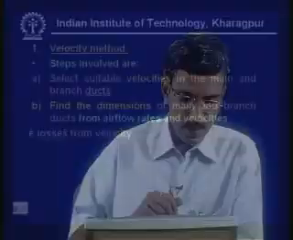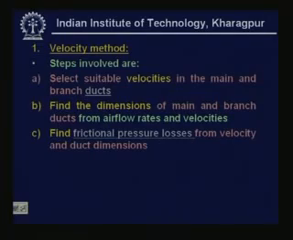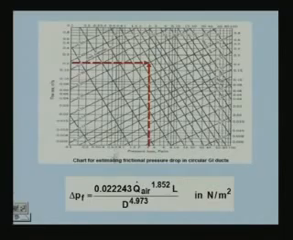Once you know the flow rate and velocity, finding the dimensions of the duct is easy. Okay, so this is the second step in the velocity method. Then the third step is to find frictional pressure losses from velocity and duct dimensions, either using the friction chart or using the frictional pressure drop equation. This I have discussed in the last lecture.